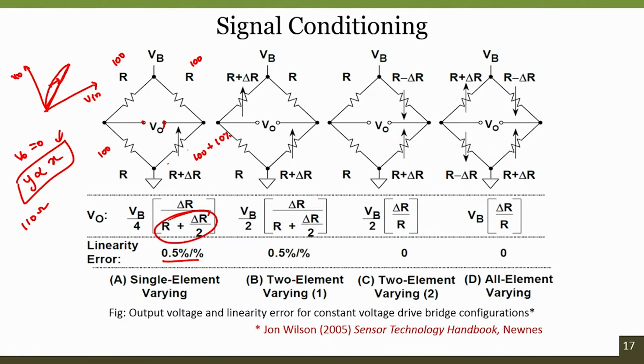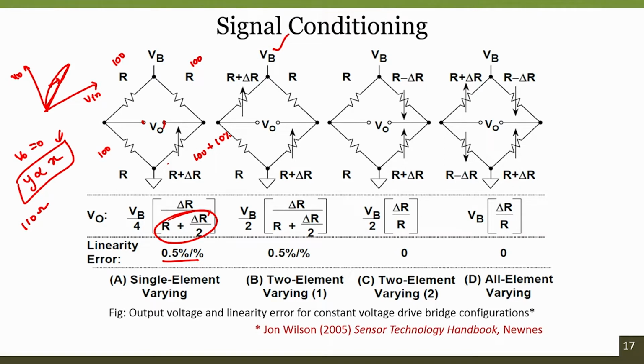So, that is why a single element varying bridge not only has the advantage of compensating for the offset voltage, but it introduces a non-linearity error into the system. At the same time, it cannot even compensate for the temperature effects or temperature changes. But how to solve this? One way is using 2 element or 4 element varying bridges. So, you have another topology here, 2 element varying bridges.